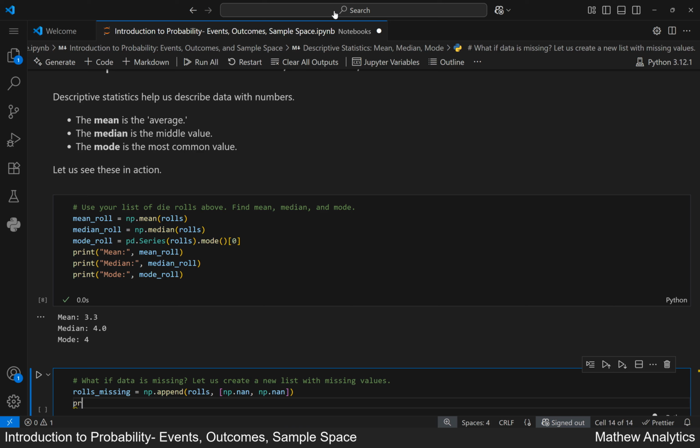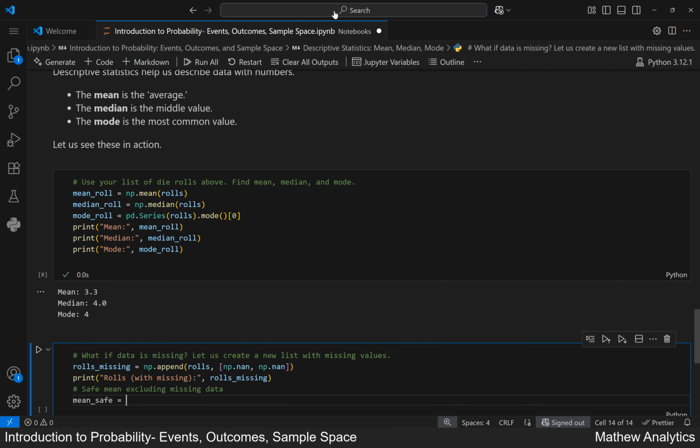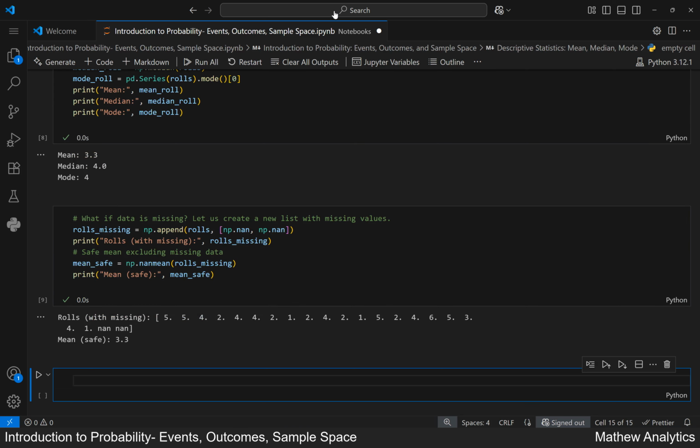Now, let us see how to find the mean while skipping missing data. We use numpy's nanmean to find the average, only for real numbers. We show that safe mean. Running the cell now. Handling missing data carefully is very important when working with real-world datasets.